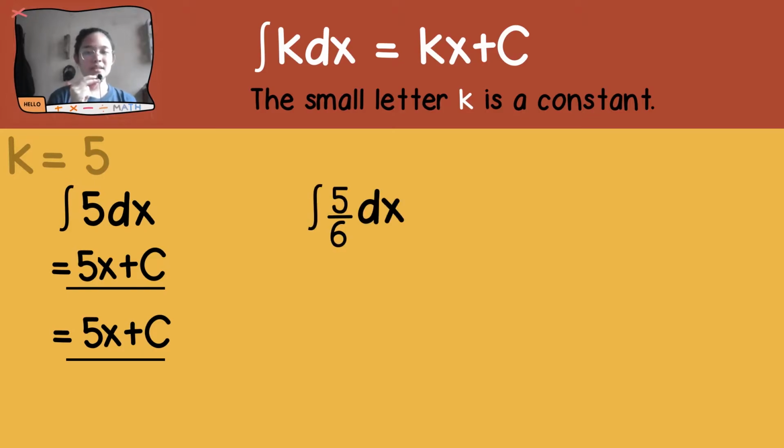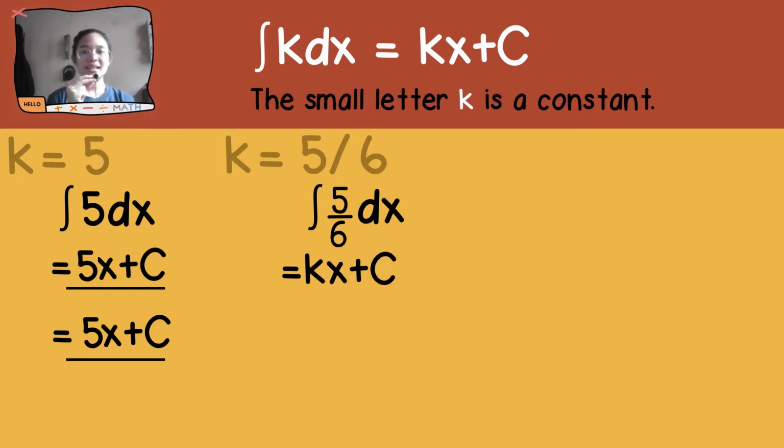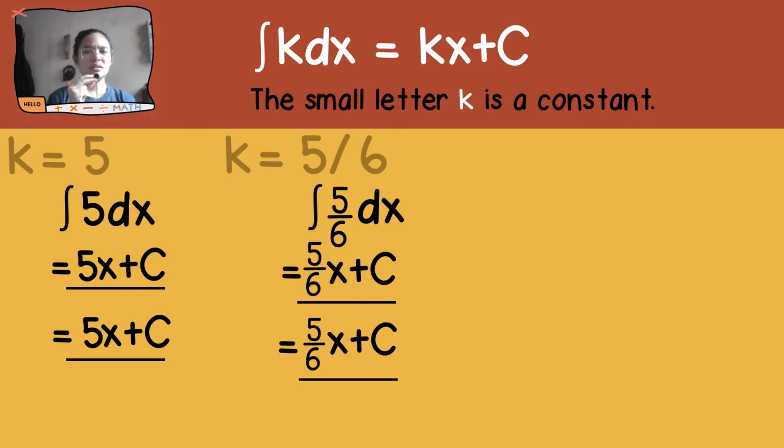The second problem is the integration of 5 over 6 dx. Go ahead and find the value of letter k, which is 5 over 6. And then, using the equation kx plus c, go ahead and substitute the value of letter k with 5 over 6. So that is the final answer. You could also do the second procedure, which is writing down the value of letter k first and then adding the x plus c right next to it. So both procedures came up with the same answer again. Now, what about this third problem?